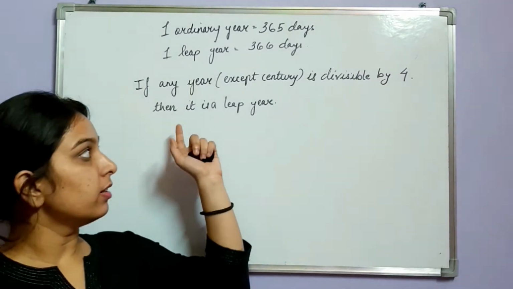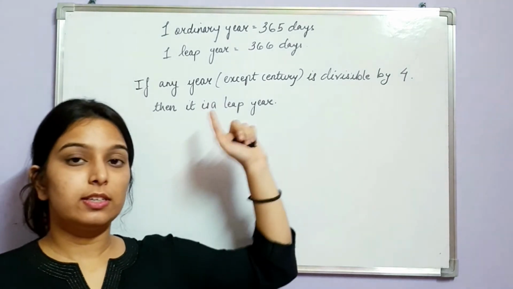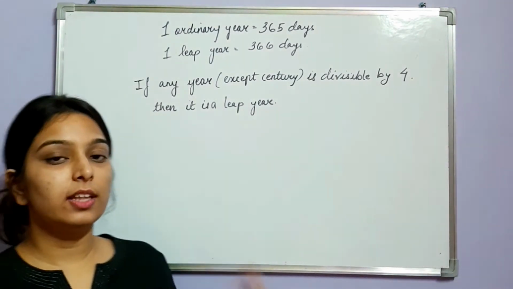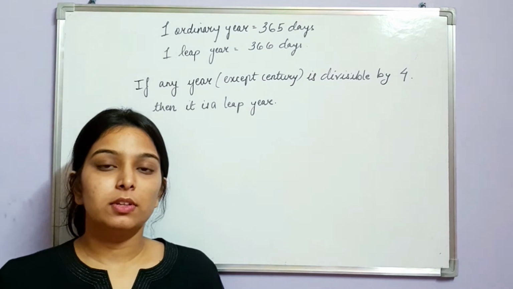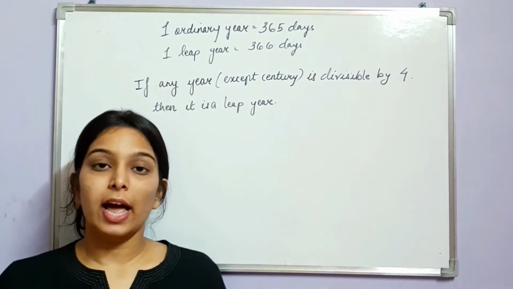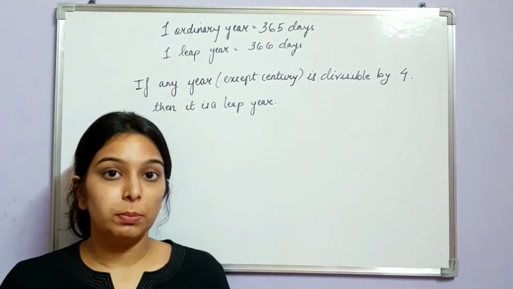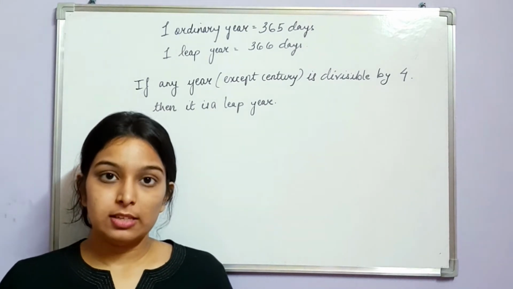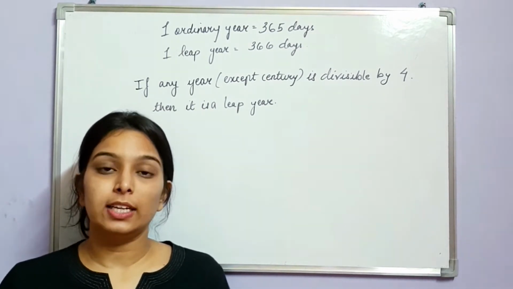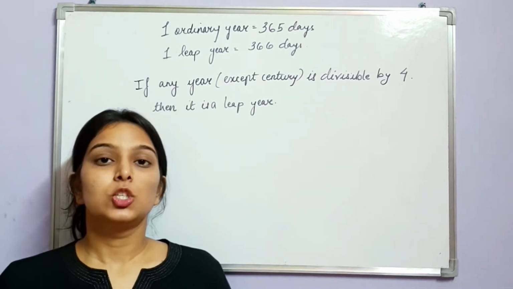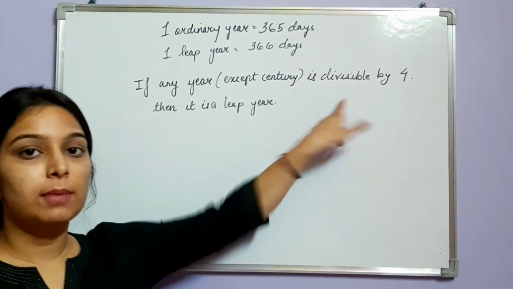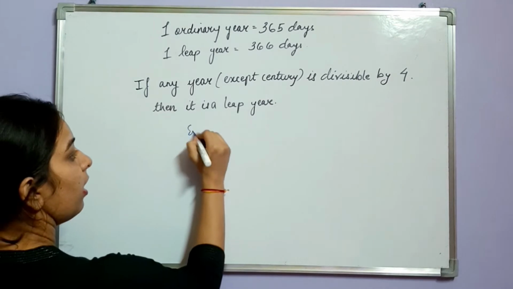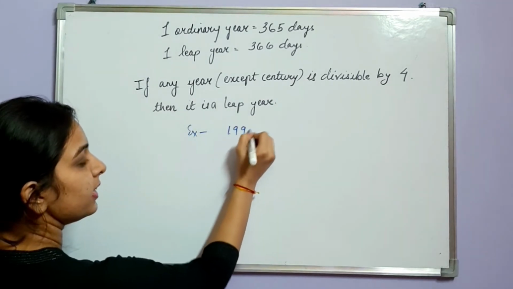If any year except century is divisible by 4, then it is a leap year. For example, if we want to find out whether 1998 was a leap year or not, how do we find out? First of all, we'll check whether it's a century or not. Since it's 1998, it is not a century. So we can check with the help of this concept. Example, 1998 year.